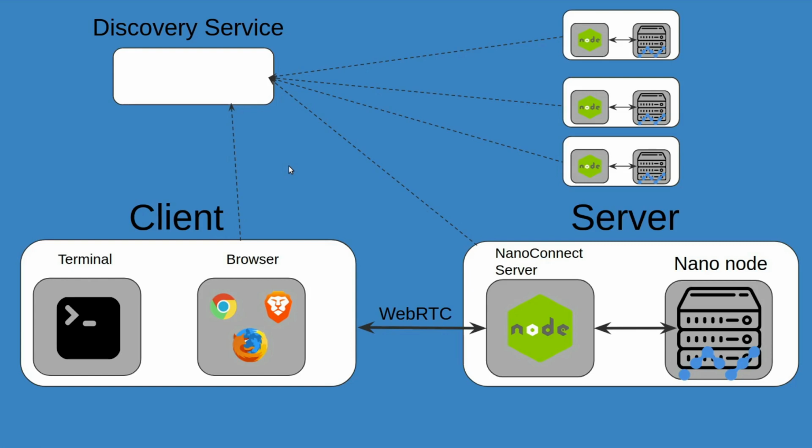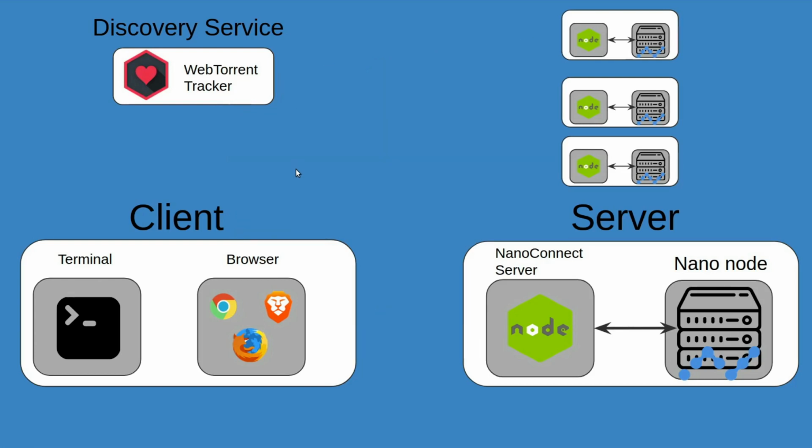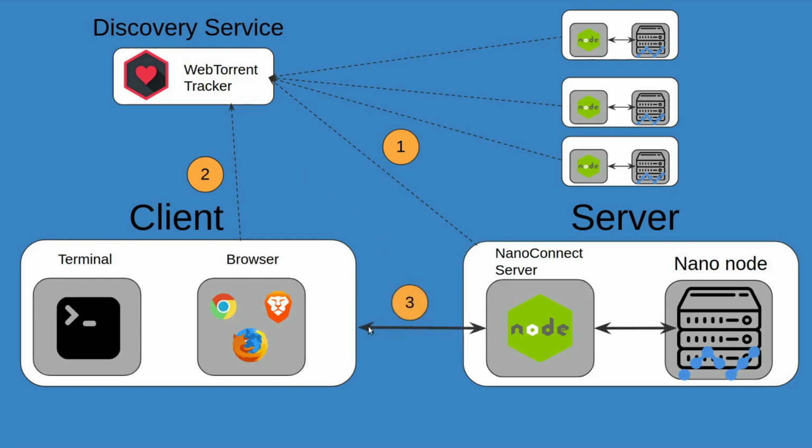And for this to work, I have what's called WebTorrent Tracker as the discovery service, which manages making the connections between the clients and the servers. What this looks like is the servers connect up to the WebTorrent Tracker. The client connects to the WebTorrent Tracker, gets the IP addresses from a server, and then does a direct connection from the client to the server. And once we have this direct connection, we can then disconnect from the WebTorrent Tracker. And now all your messages from the client are going directly over to the server.